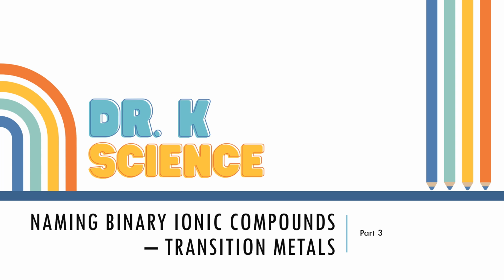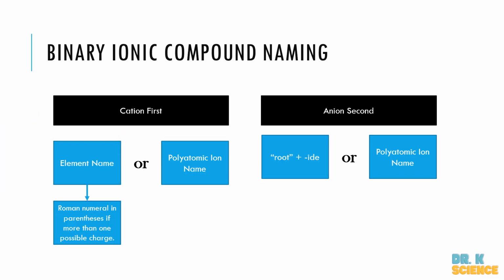Hello and welcome to our video about naming binary ionic compounds, and this is part 3 where we're going to add in our very last rule in this series for the ionic compounds. Now this won't be the last rule we see for naming, but it will be sort of for our first half of naming compounds. So let's get into what transition metals are and why they're different to name.